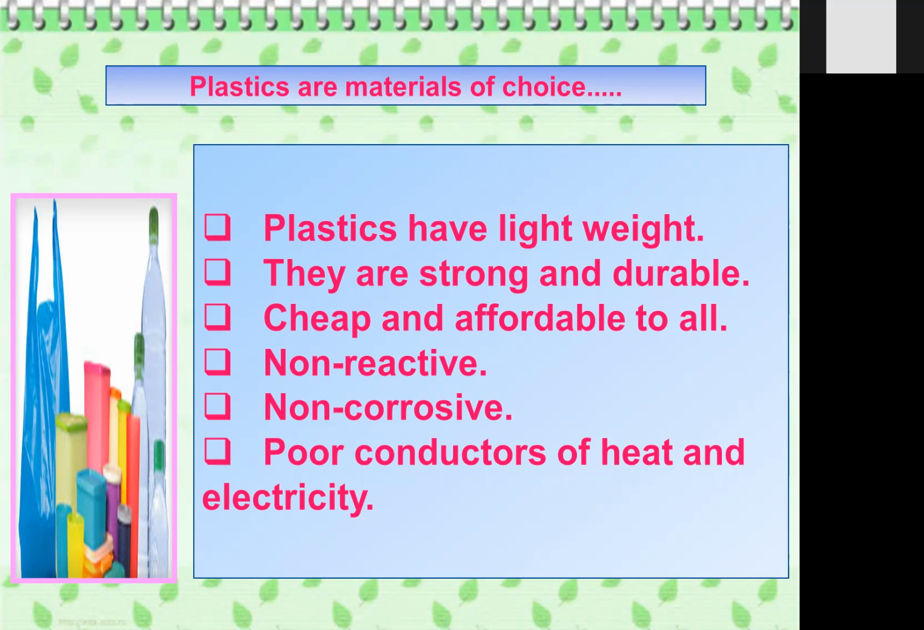Metals corrode easily, like iron rusting, a very familiar word to you. But this is non-corrosive, and also a poor conductor of heat and electricity. That's why they are used to make switches and handles, and they resist fire also, as we have seen in the case of bakelite and melamine. No doubt they are useful, but we can't ignore something.